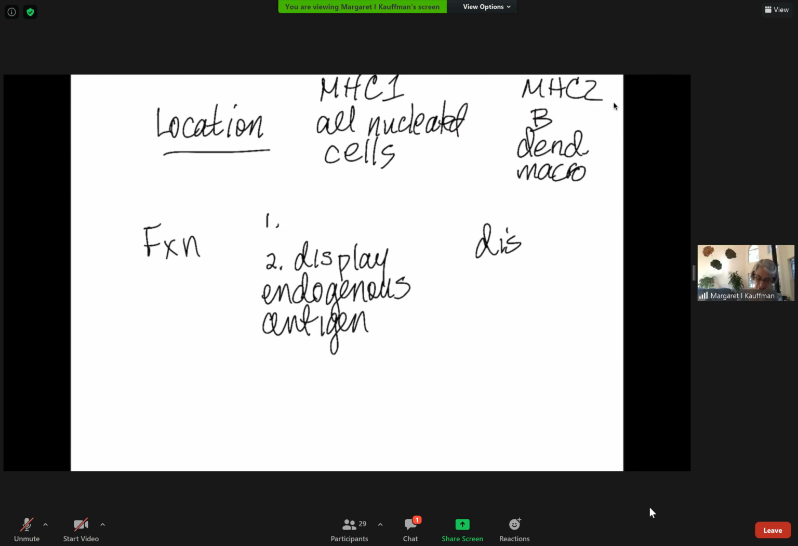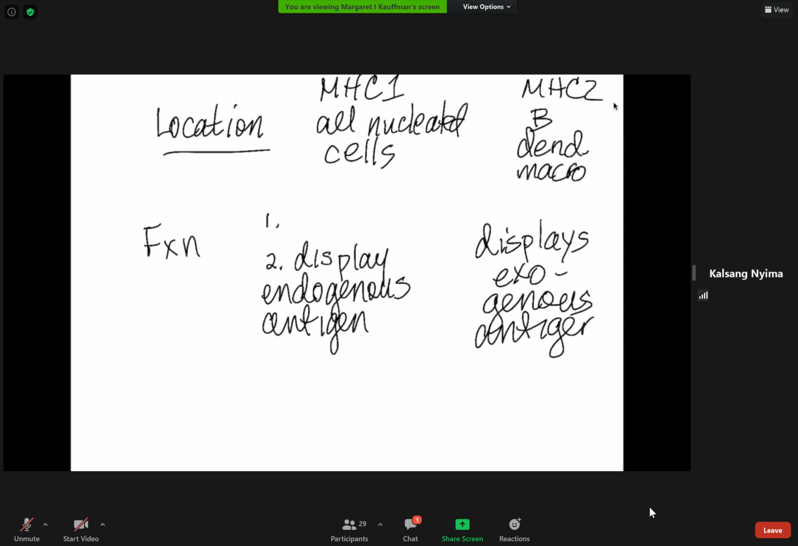Okay, and I put a 1 there for a minute, just display exogenous antigen. Pathogen, and that originally extracellular, and it's for CD8. Okay, great. And then the one I left out here is NK cells, right? Yes. Yeah, we just mentioned that they do it.